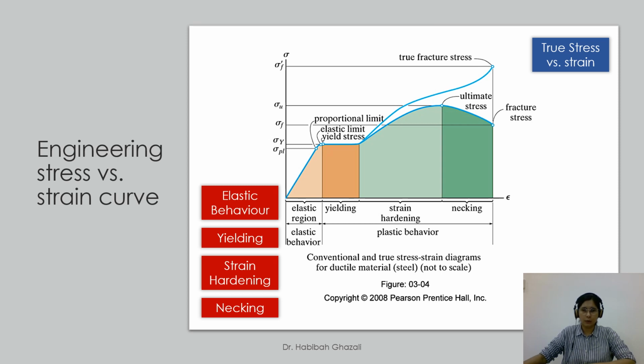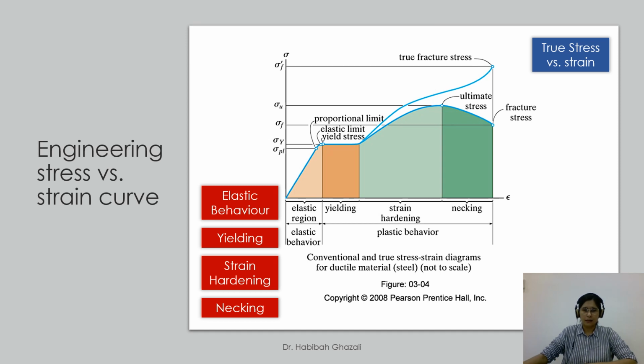And after that, there will be a region that we call strain hardening. In this region, the material is actually getting stronger, because as you can remember from the previous lecture, what happened here is that we introduce a lot more dislocations. The dislocations start to entangle with each other, and you need a higher load to actually move them.